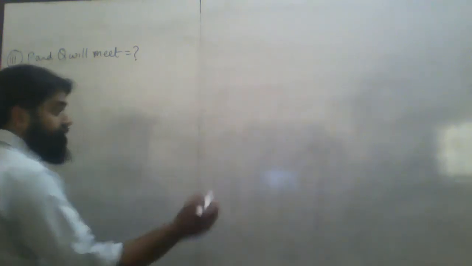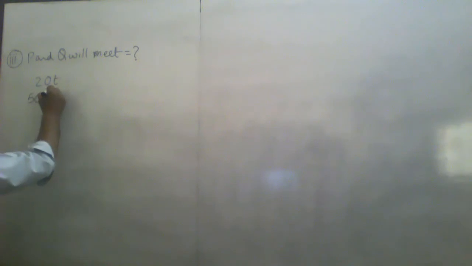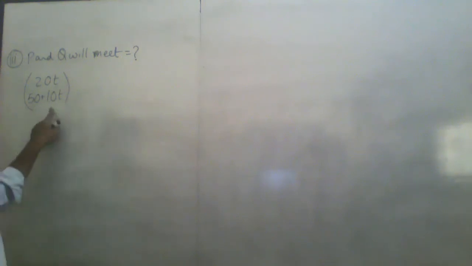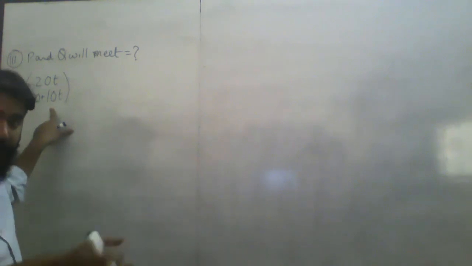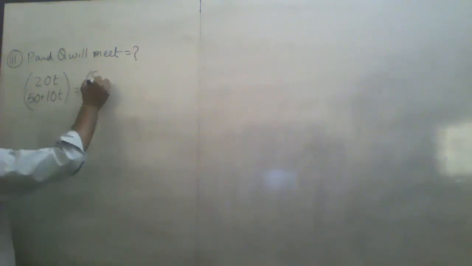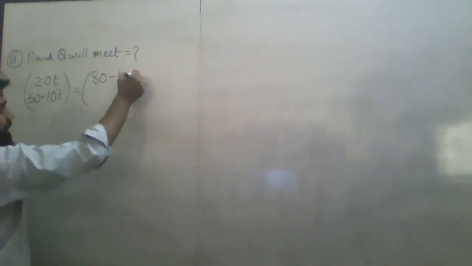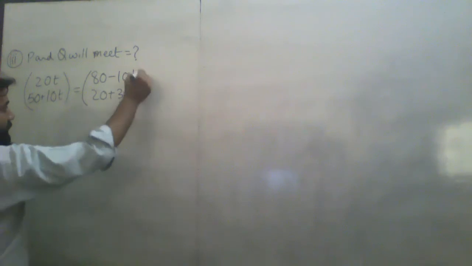So what will we do? It means that 20t, 50 plus 10t, that was P's position after time t, which we don't know when they are going to meet or whether they are going to meet or not, should be equal to 80 minus 10t and 20 plus 30t.